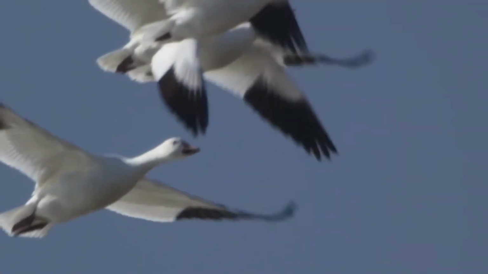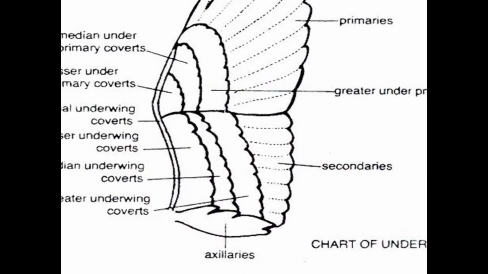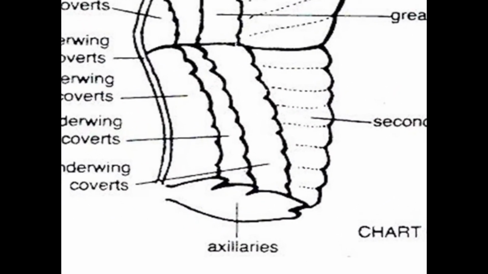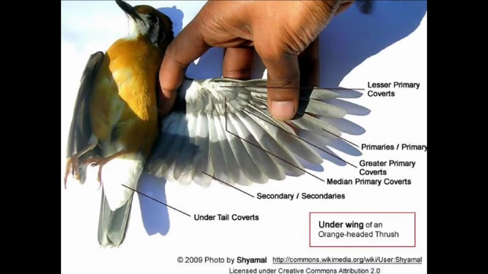Axillaries are the joining portion of the wing to the body. The number of primary feathers varies in different species. Next is secondaries. Secondary feathers also help the bird in flight. The grooves between the primaries are known as notch. The various parts of the underwing are as shown in the picture. In order to get more clarification on underwing, please see this picture. Call it as armpit.